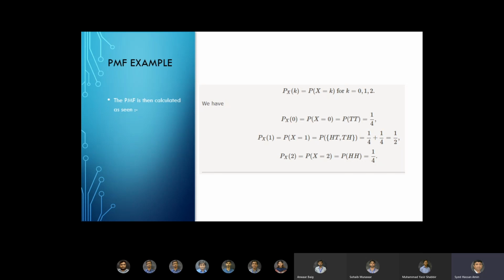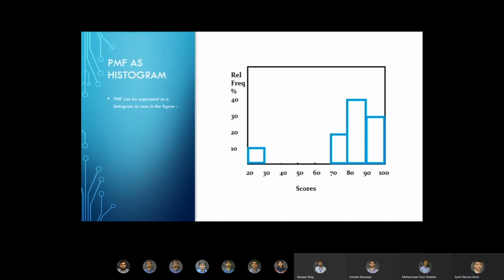Probability of X equal to 0, you see no heads, which is the event TT, that is 1 out of 4. Probability of X equal to 1: we have 2 events for that, HT and TH, so that gives us 1 by 2. We are summing those probabilities because the events are disjoint. Probability of X equal to 2 is only 1 event, HH, which is equal to 1 by 4. This is how we can calculate the probability mass function for any event that we might be interested in for discrete random variables.